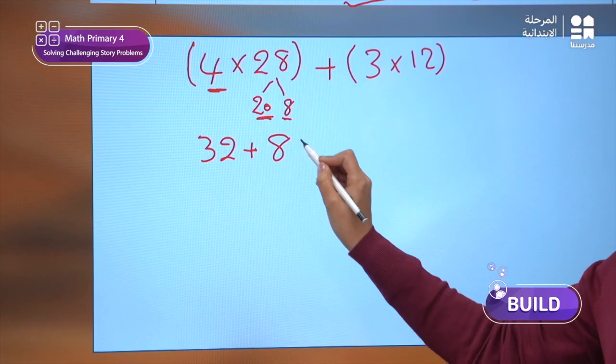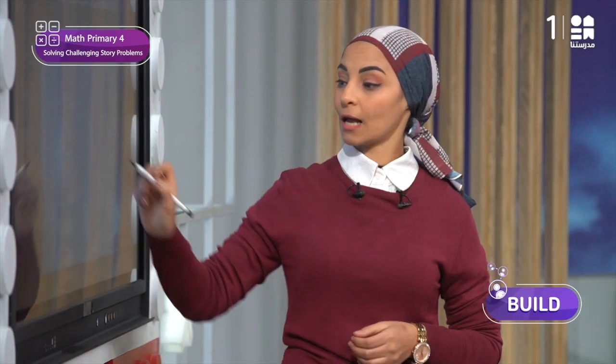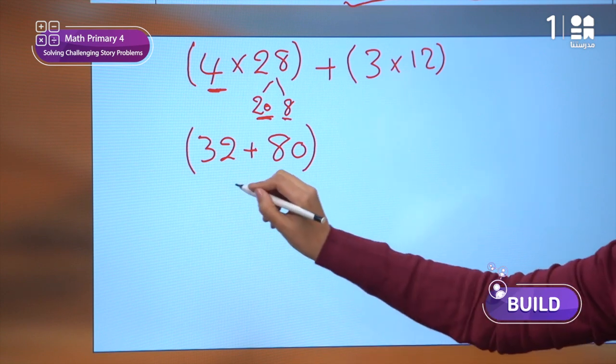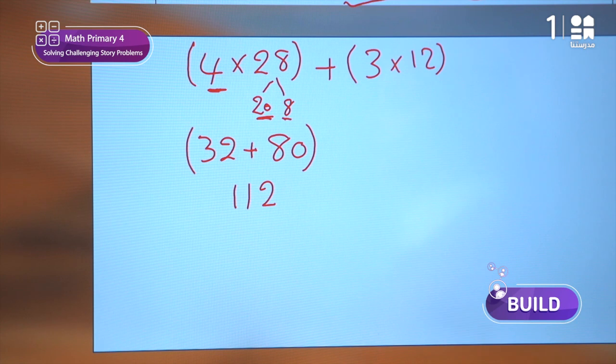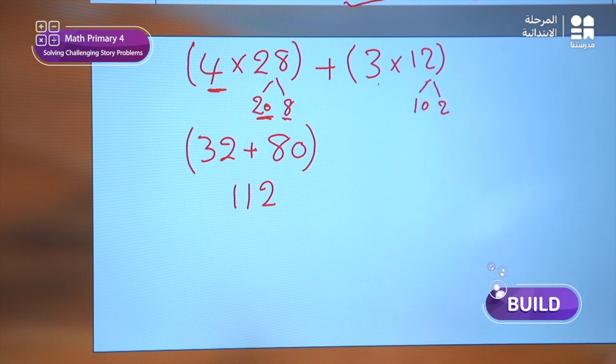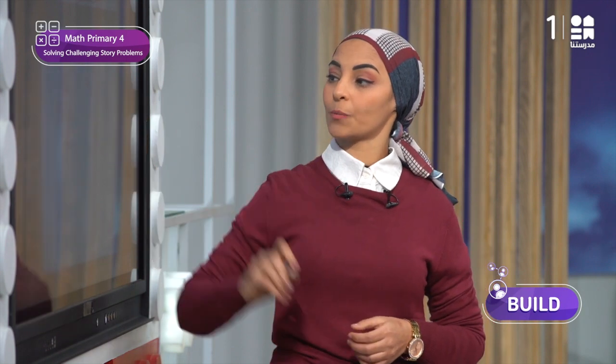So here I have 32 plus 80, right? Then what should I do? Yes, I will add 32 plus 80. Here 32 plus 80 equals what? Equals 112. Then the next step, I will go to 3 times 12. Here 12 can be 10 and 2. So what should I do? I will multiply 2 times 3.